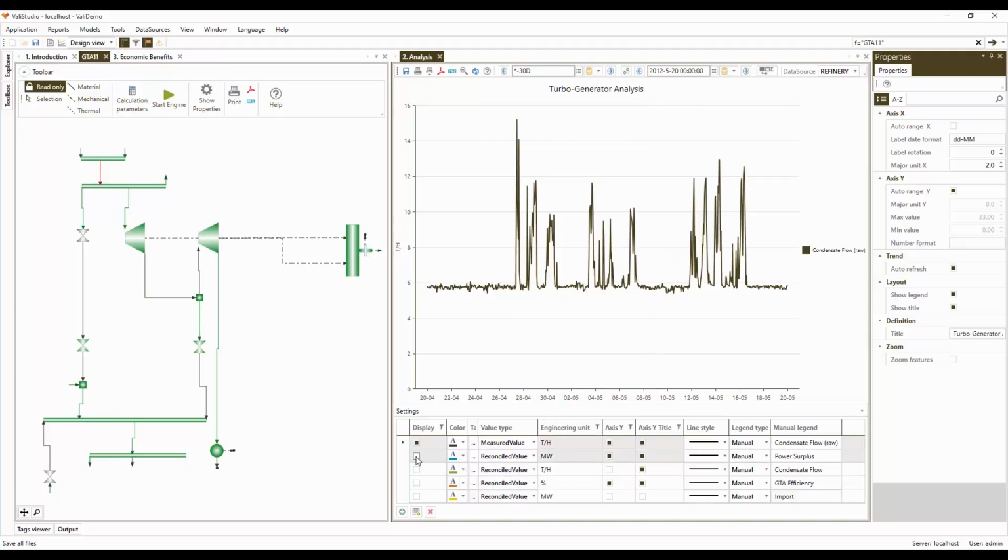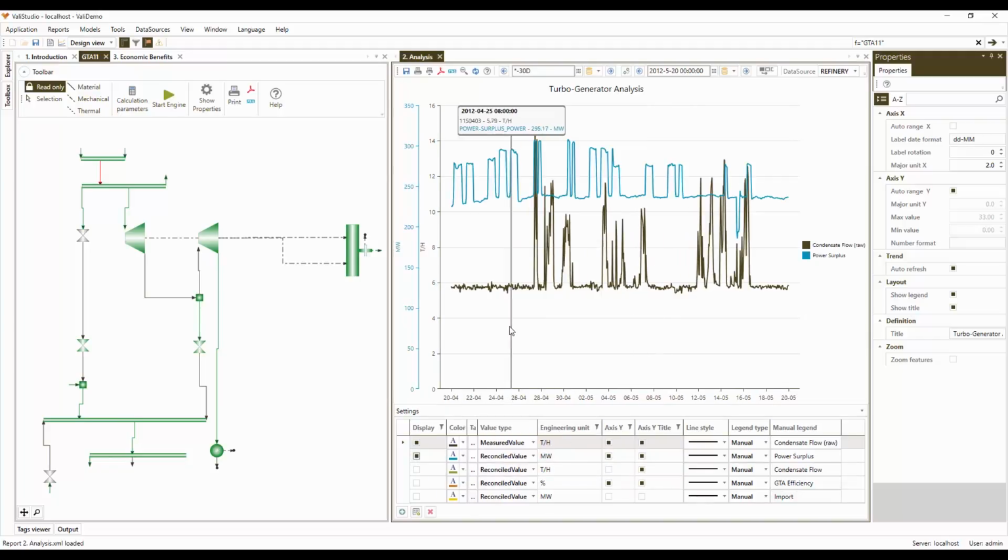If we illustrate another piece of information, we have here the power surplus, which is the overall power production of the refinery which is not actually used on site. So this is the electricity being sent back to the electricity grid at a given selling price, which is in the order of 230-240 megawatts.